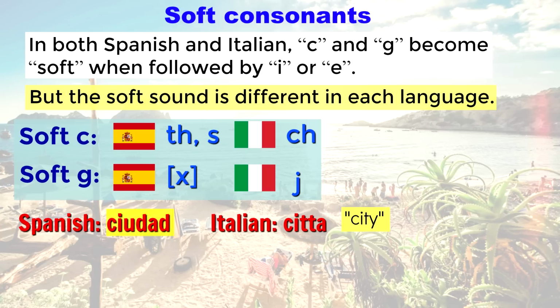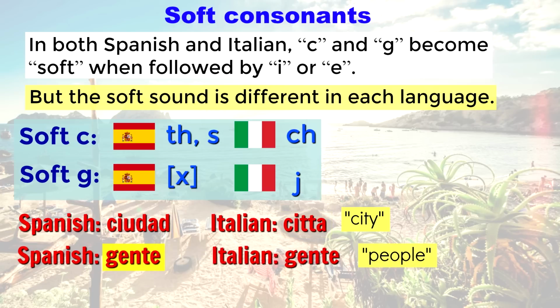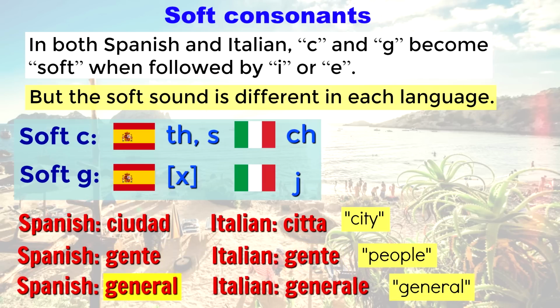For example, in Spanish, ciudad, and in Italian, città. This means city. In Spanish, gente means people. But in Italian, it's gente. In Spanish, general means general. In Italian, it's generale. Some words, like those above, are cognates that sound different.